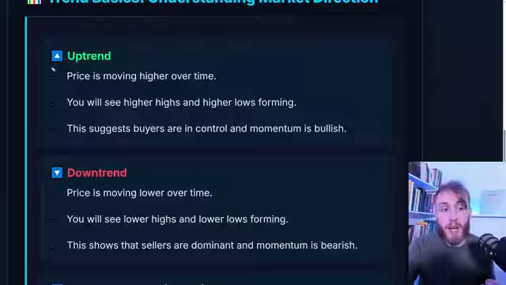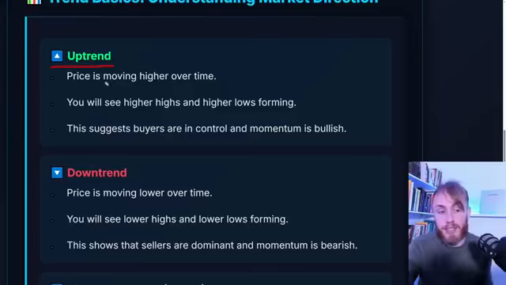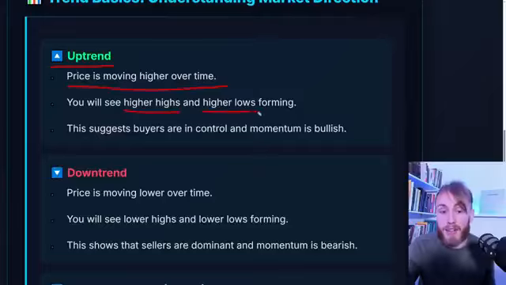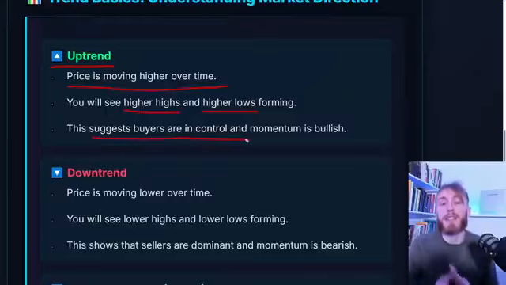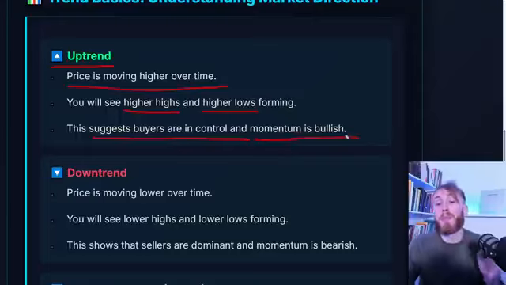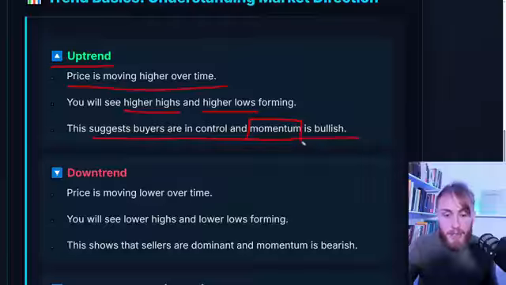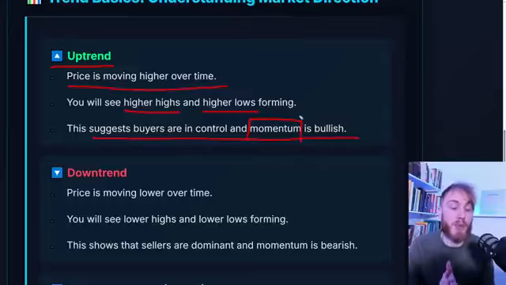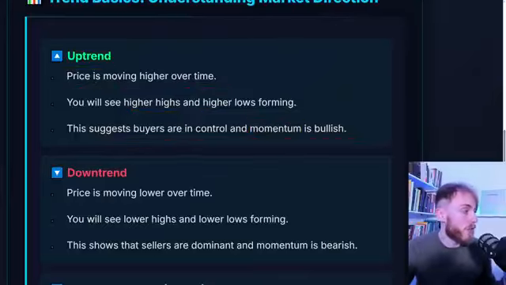But first of all, we do have the uptrend. This is the first trend state, and this is simply when price is moving higher over time. This is the basic definition. In an uptrend, and this is very important, you will see both higher highs and higher lows. Don't worry, I will show you guys this visually very soon. And an uptrend suggests that buyers are in control over the market, or in other words, the momentum is bullish in the long term. Later on in this course, we will take a very close look at momentum and why momentum is so important. But for now, this is all you need to know.